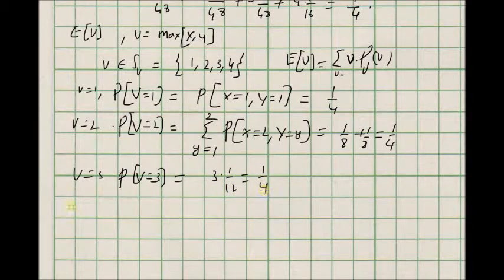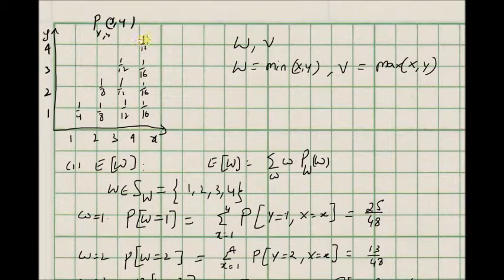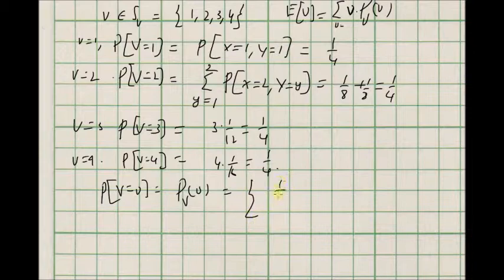And finally for v equal to 4, we have the last line in the xy plane, that is for x equal to 4 and y equal to 1, 2, 3 and 4 we have v equal to 4. Therefore this is 4 times 1 by 16, which is equal to 1 by 4. So clearly we can see that the probability mass function of v is equal to 1 by 4 for v equal to 1, 2, 3 and 4, 0 elsewhere.